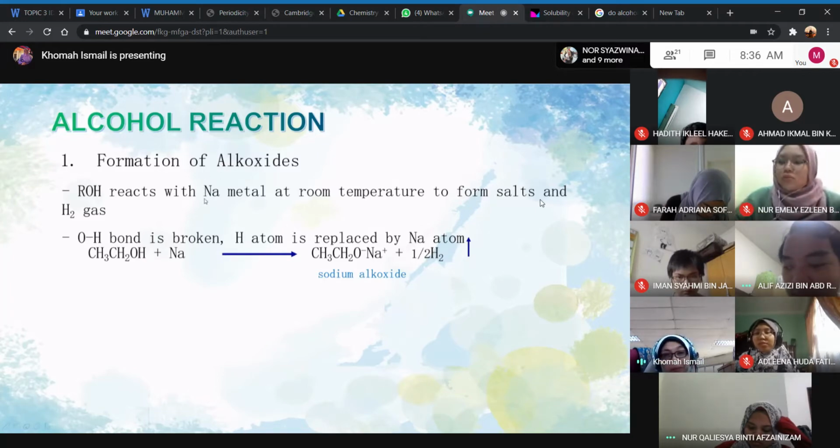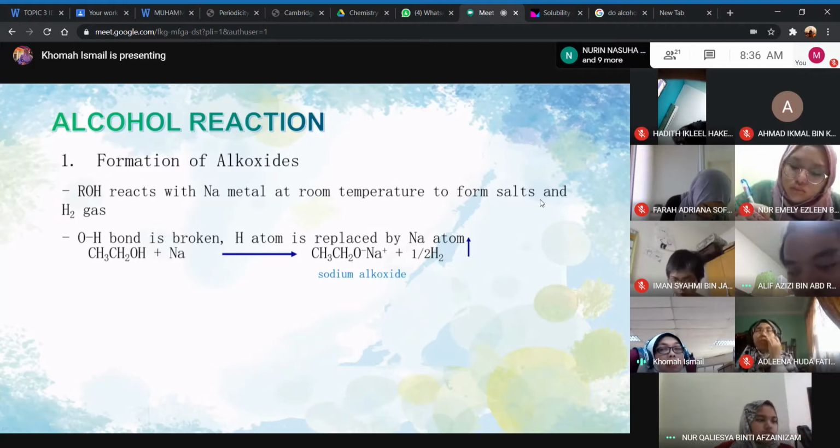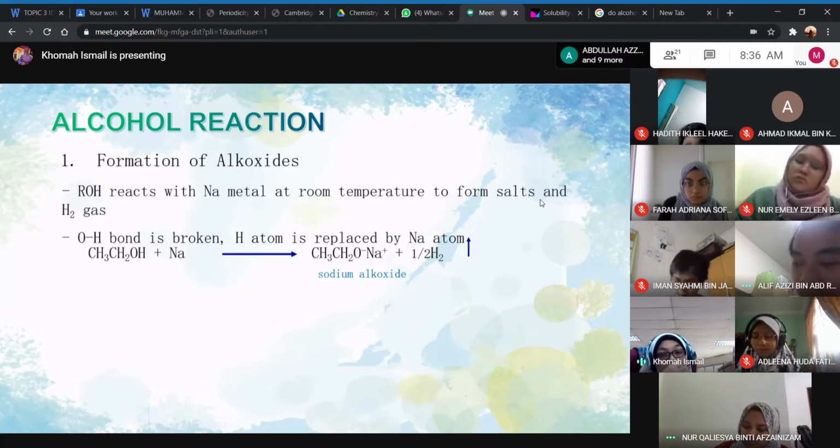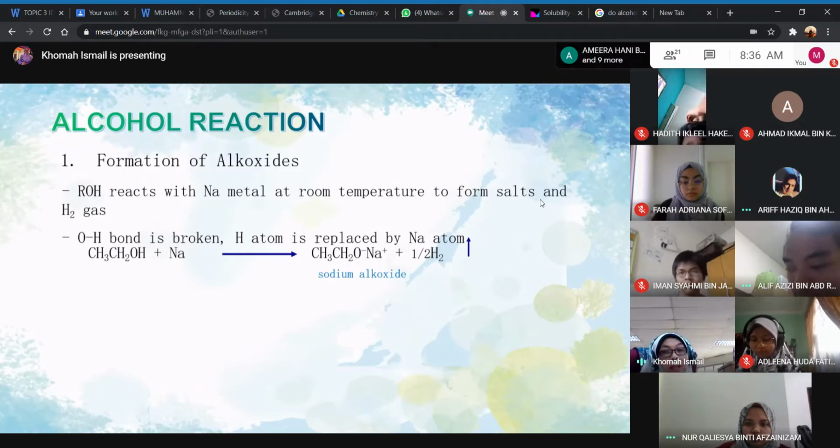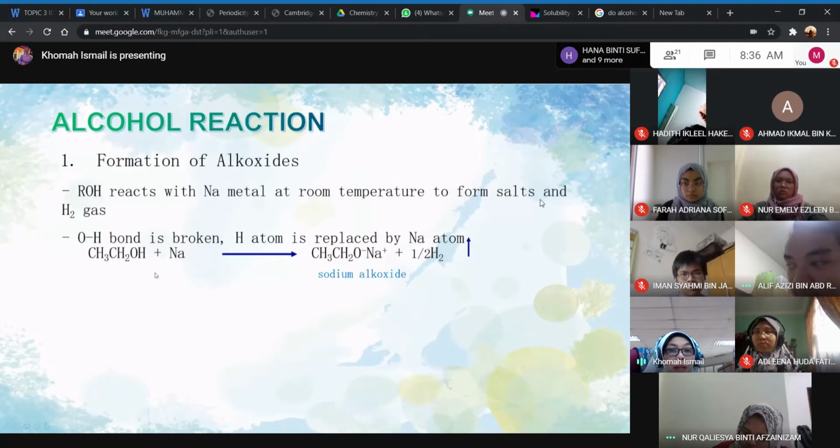Lithium may be too explosive, or it will not react at all, right? So we don't use that. We use sodium or potassium in most cases. In this case the OH bond is broken, so hydrogen is replaced by a sodium atom, and this is your salt, which we call sodium alkoxide. If this is potassium, then it becomes potassium alkoxide. This is the alkoxide that we are forming.